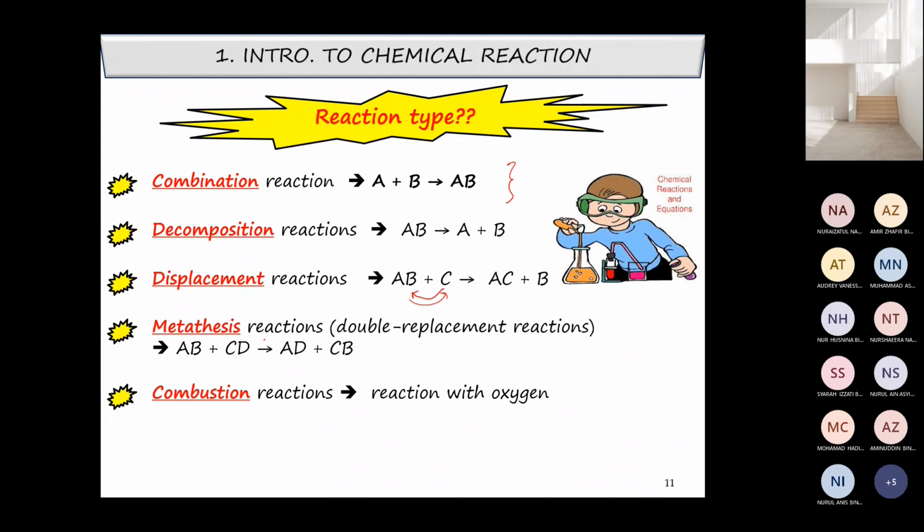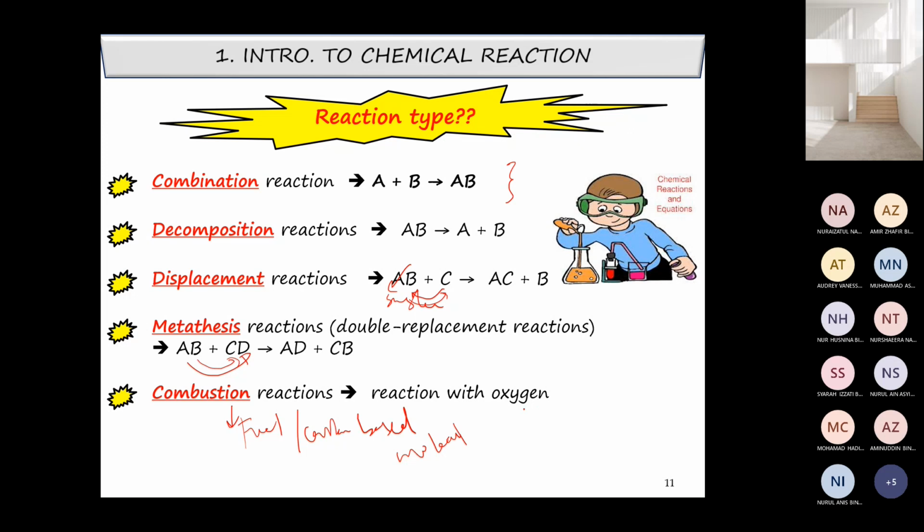And then we have a metathesis reaction, which is a double replacement reaction. From here, it is a single replacement, right? For this one, it's a double. You can see AB will swap with CD, and AB will become AD and CB. And then we have a combustion reaction. For combustion, usually we will have a fuel or a carbon-based molecule.